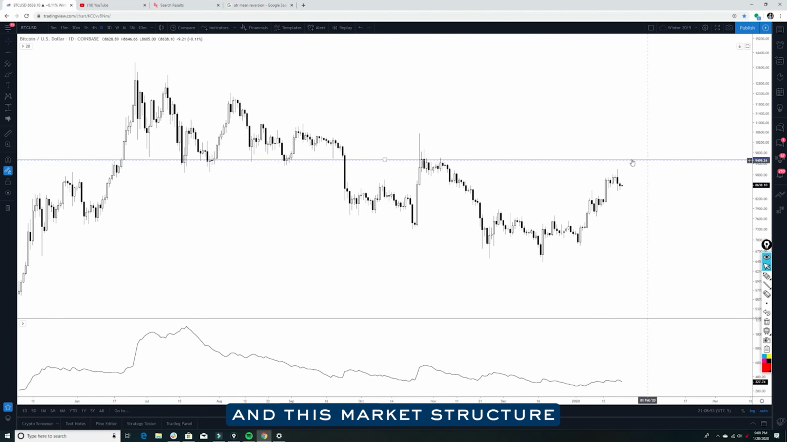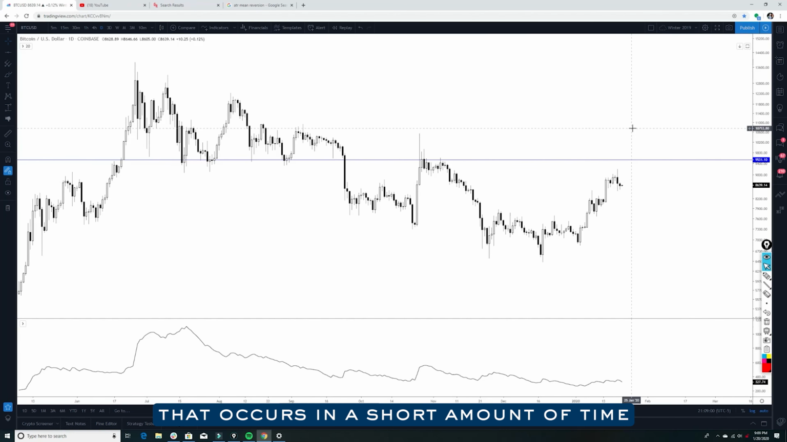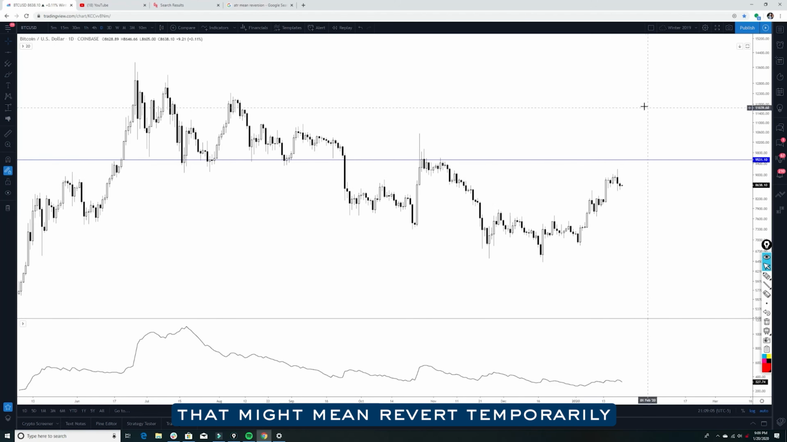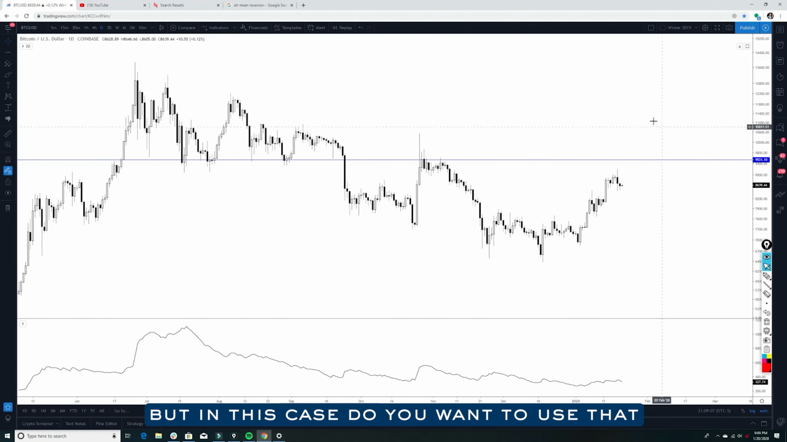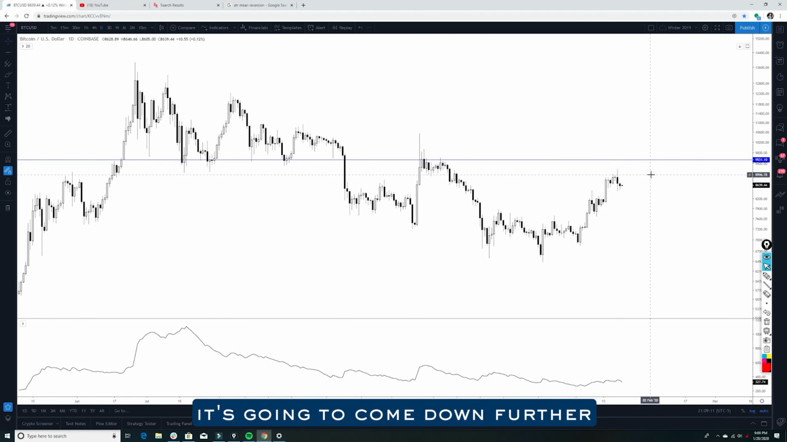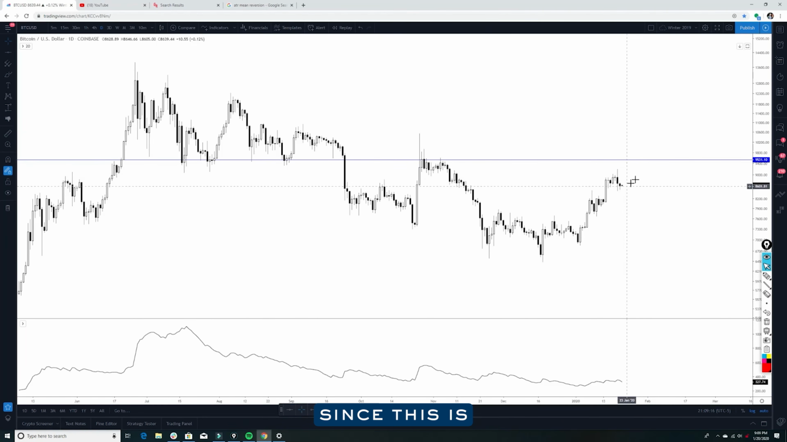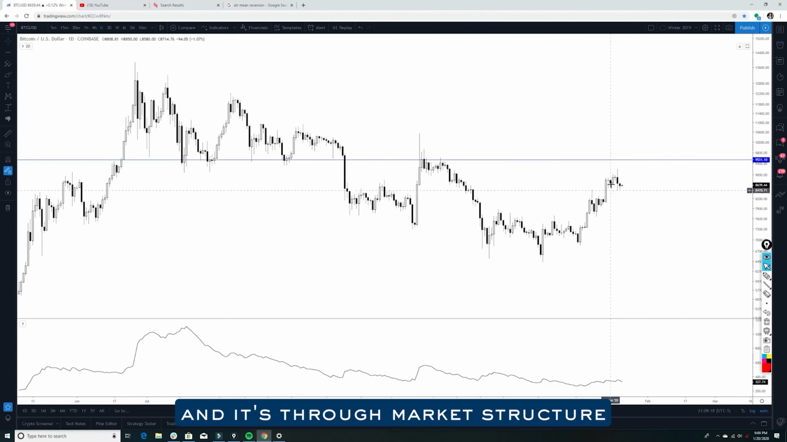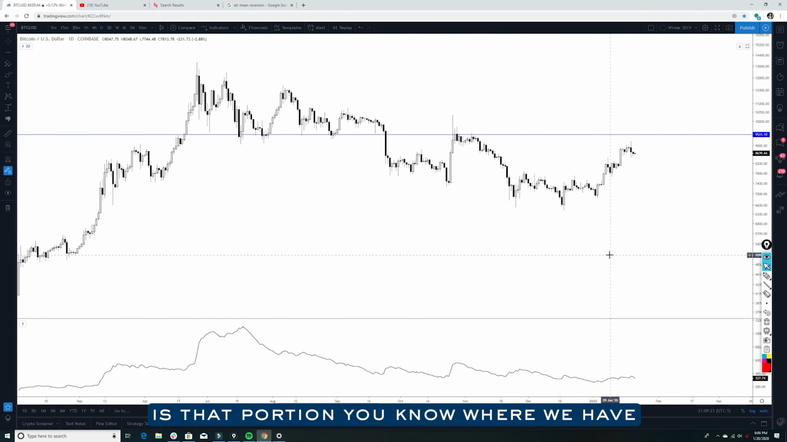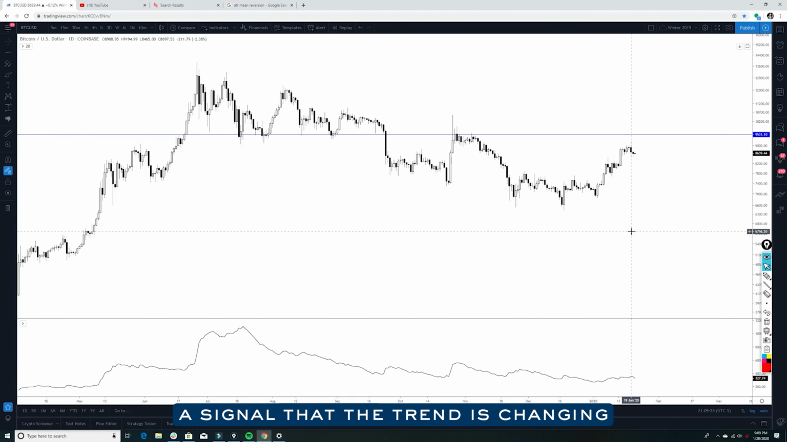We have the ATR and this market structure that is likely going to signify a regime change in this case. So a move through here that occurs in a short amount of time and is 2 times this ATR before this breakout might mean revert temporarily, but in this case, do you want to use that move to mean revert on the assumption it's going to come down further and come back to these norms, or do you want to consider that, since this is an outside-of-the-normal-standard-deviation movement and it's through market structure, that portion where we have a tremendous increase in volatility is a signal that the trend is changing?